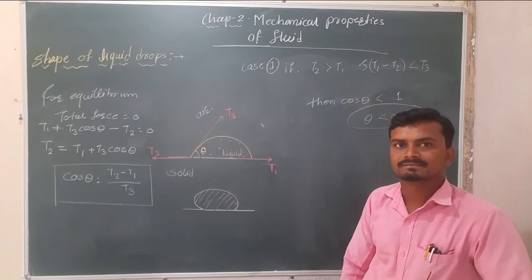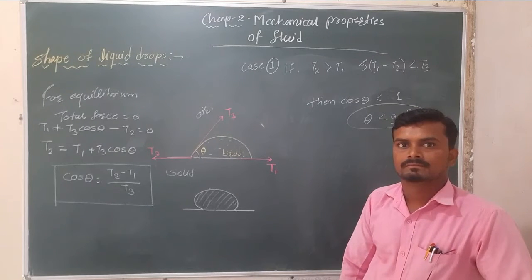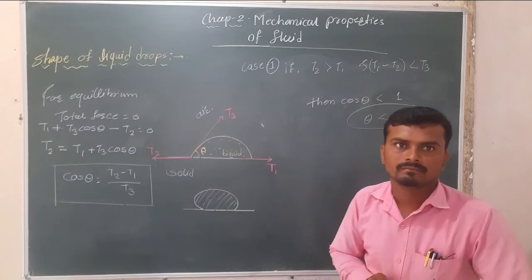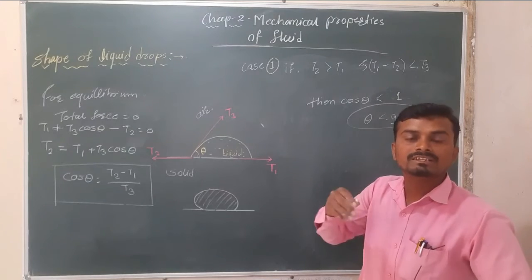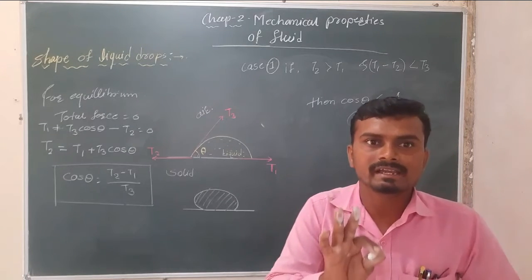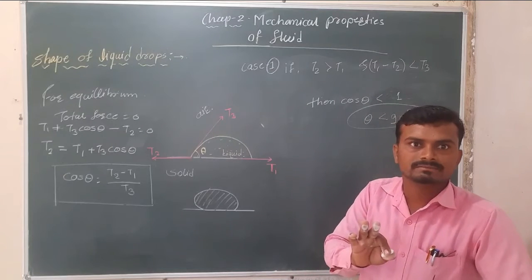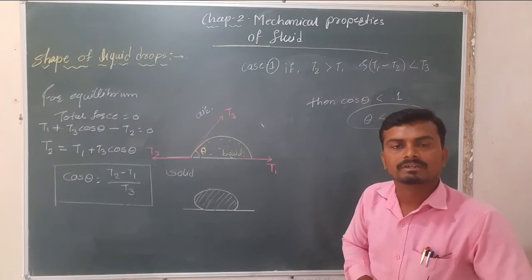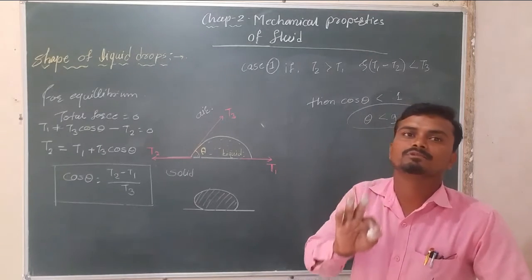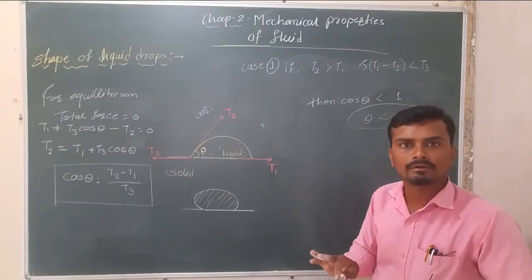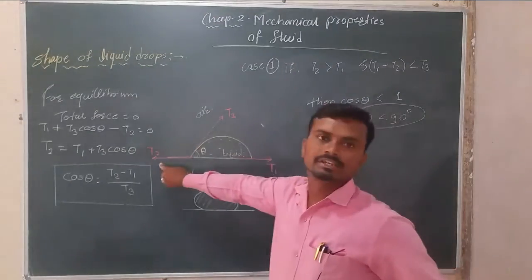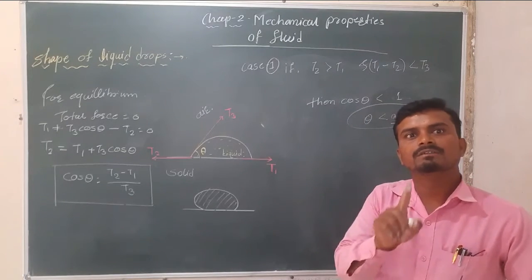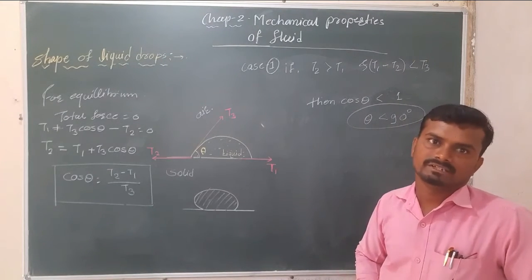What did we discuss? We discussed the shape of a liquid drop. On a liquid drop, there are three interfaces: first one is the air-solid interface, then the solid-liquid interface, and the liquid-air interface. Due to the three interfaces, there are three forces due to surface tension which act on the liquid drop: T1, T2, and T3. For each interface, there is one force due to the surface tension.